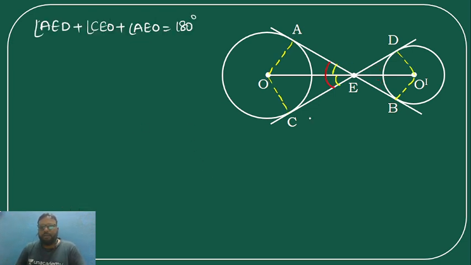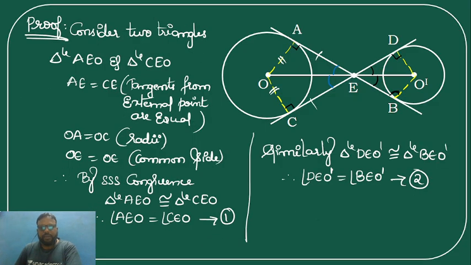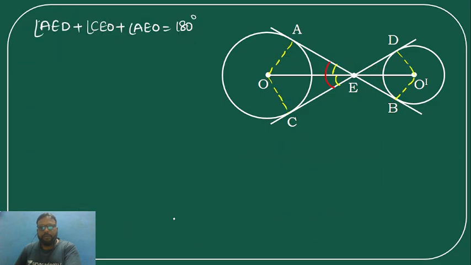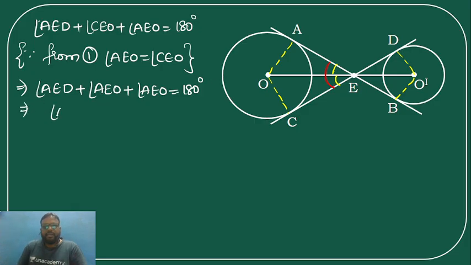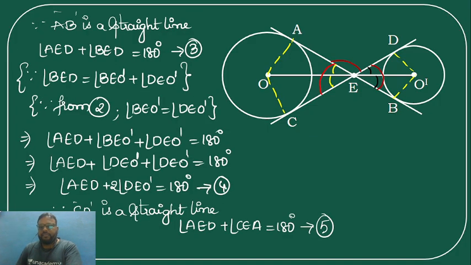Right. Now here also we can see from equation 1. See here. AEO equal to CEO already we have. Right. Since from 1, what you have? Angle AEO is equal to angle CEO. So in the place of CEO, I will write AEO again. So what I will get? Angle AED plus angle AEO plus angle AEO is equal to 180. So angle AED plus 2 angle AEO equal to 180 degrees. Right. Let us name this as equation number 6.